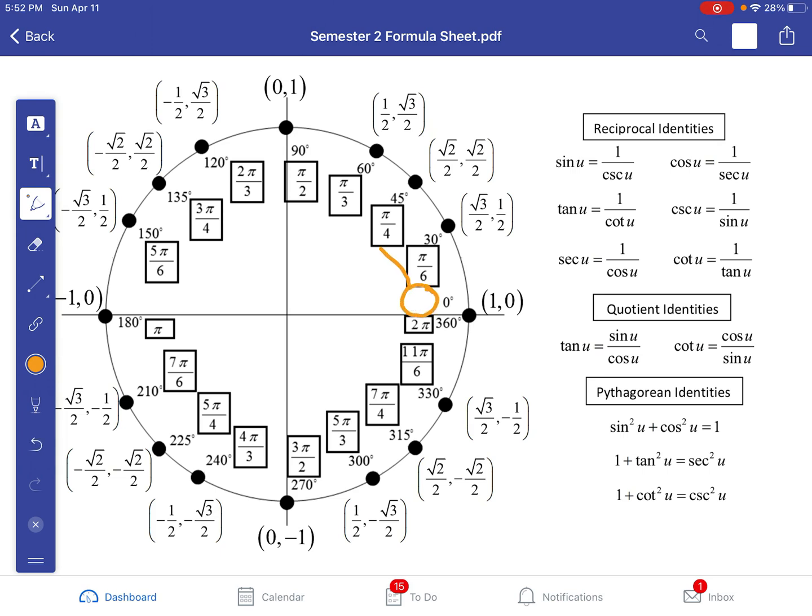So, generally, when we looked at the first four trig functions, sine, cosine, cosecant, and secant, we started at 0, went all the way around our unit circle, and ended back up at 2 pi. Because the period for all four of those was 2 pi.